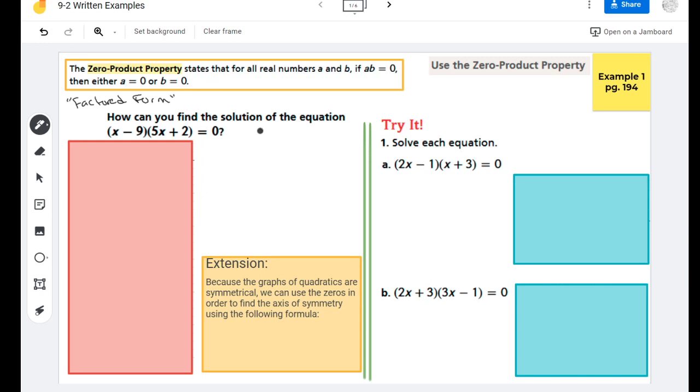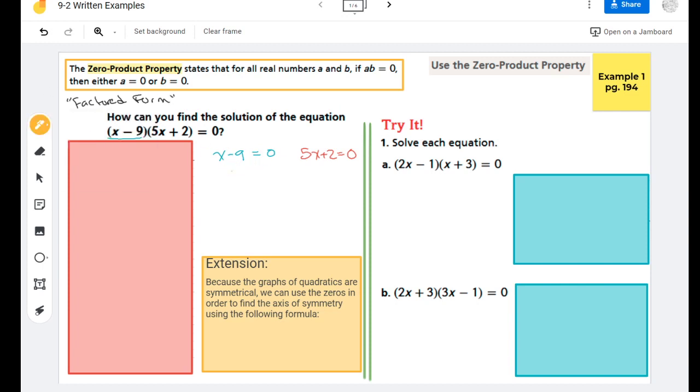If you have an expression written in factored form, you can take each of the factors, so each of the things being multiplied, and set it equal to 0, and that'll tell you your solution. My first set of parentheses here is x minus 9, so I'm going to set that equal to 0. And my second set of parentheses is 5x plus 2, and we're going to set that equal to 0.